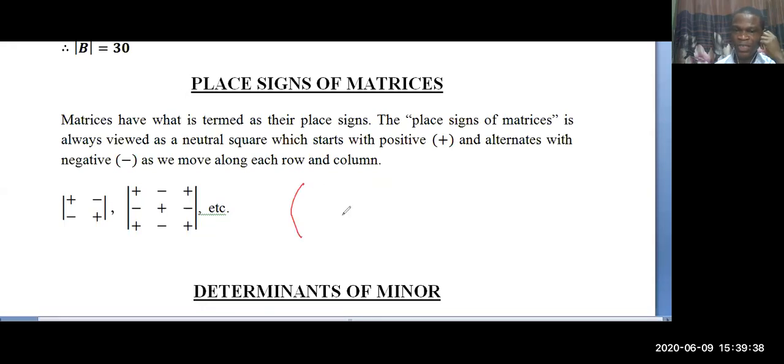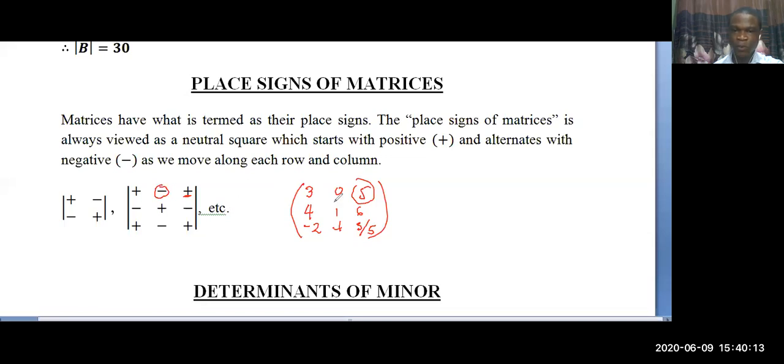If they give you a matrix, for instance, let's say 3, 4, minus 2, 0, 1, 4 and 5, 6 and 3 all over 5. Okay, each of these elements has its place sign. For this 3, the place sign is positive. For this 0, the place sign is negative, because that place matches with 0, and for this 5, its place sign is positive. All right, so that is what is meant by the place sign of a matrix.